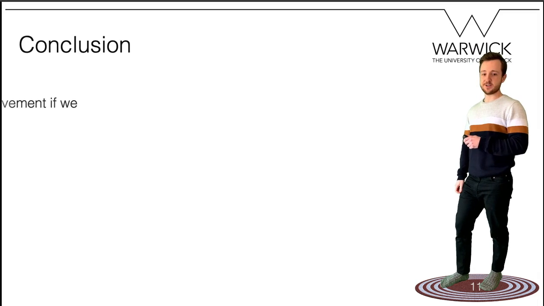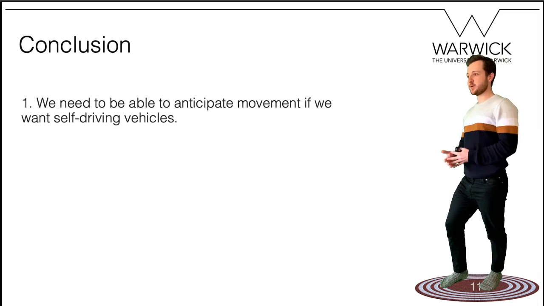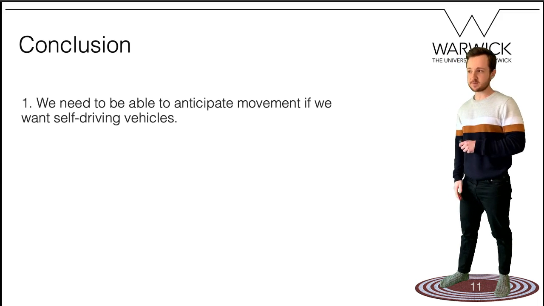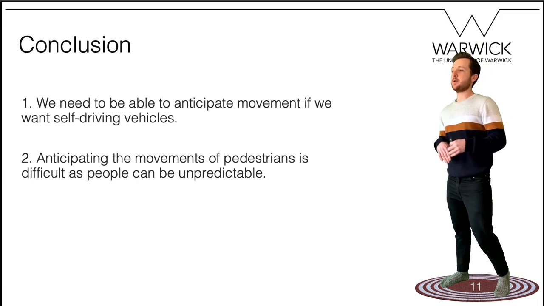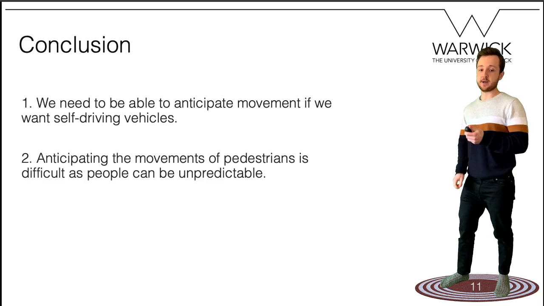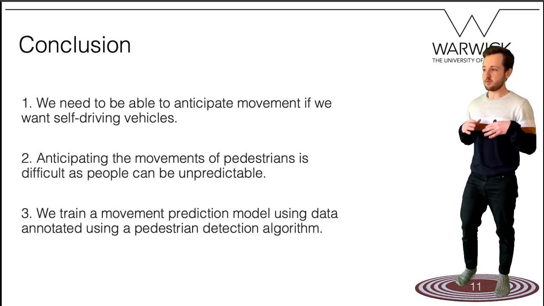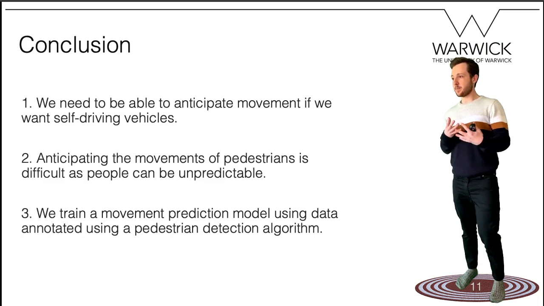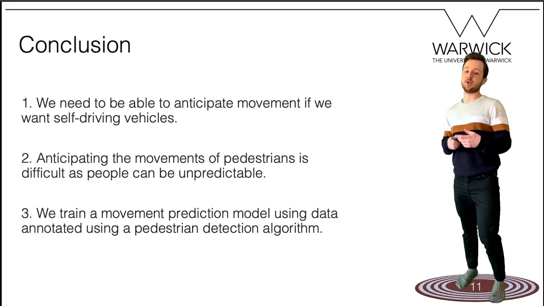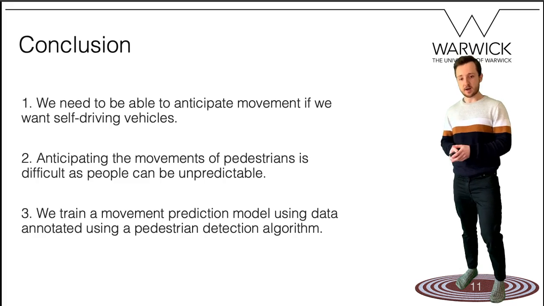So, to conclude, we need to be able to anticipate where people are going to move if we want to have self-driving vehicles. However, it's very challenging because pedestrians are rather unpredictable and there's all kinds of different scenarios that may occur. So, rather than manually labeling all this data, we propose this machine annotation method to annotate the data for us, and then we show that this generalizes to a data set of human-labeled data.